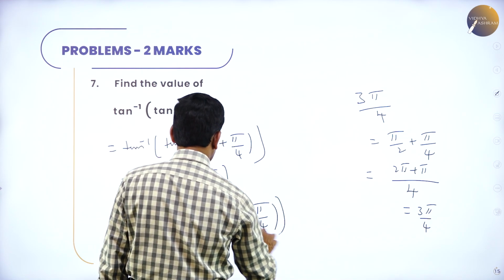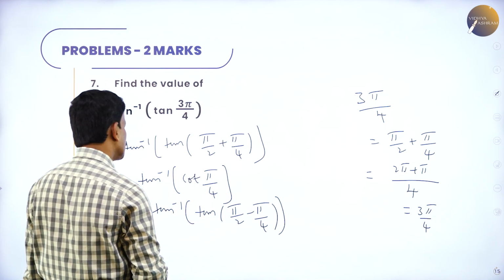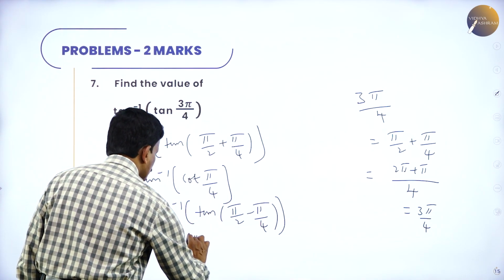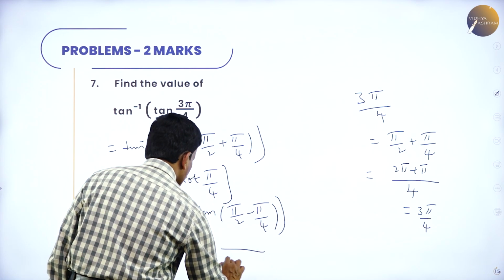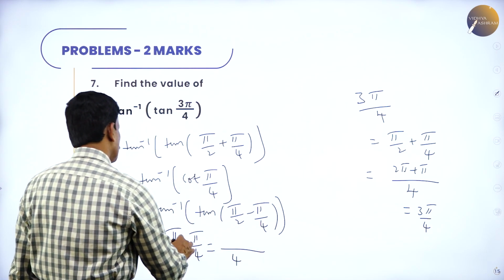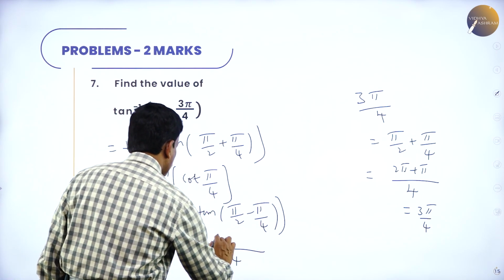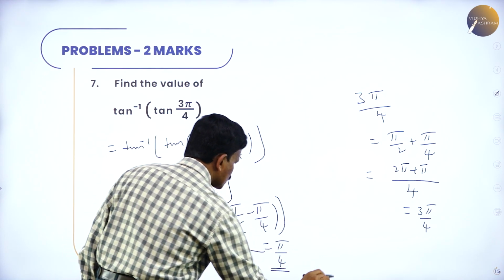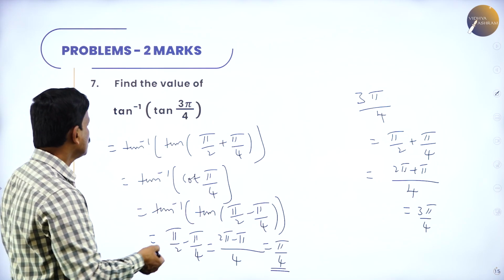So, this is tan inverse of tan of pi by 4, which can also be written with 90 minus theta. Tan 90 minus theta is cot theta. So then this tan inverse gets cancelled. Pi by 2 minus pi by 4. Take LCM, 4 is the LCM. So this is nothing but 2 pi minus pi, that's equal to pi by 4. That's it. This is how we can solve in the other method.